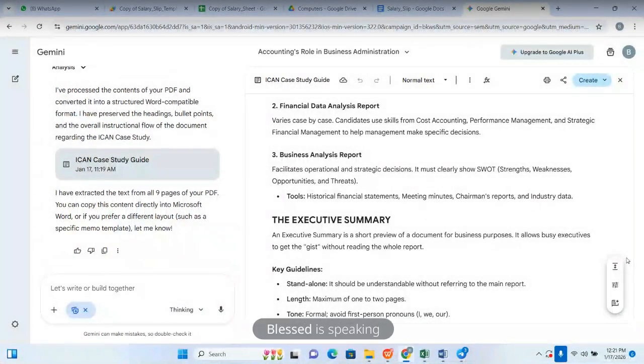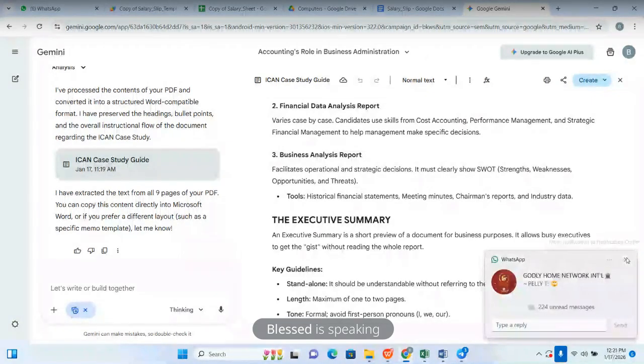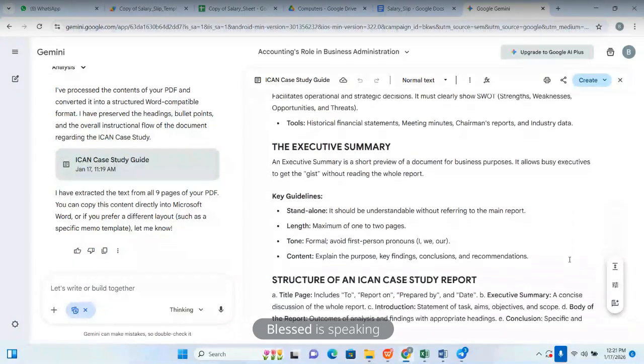All right, sir. So, executive summary, I think I've explained what an executive summary is. Don't worry, as time goes on, we will understand better. Okay, key guidelines. What are the key guidelines in writing a good executive summary?